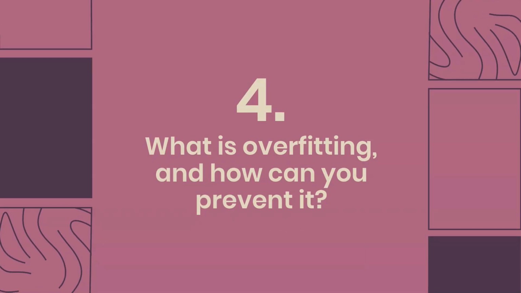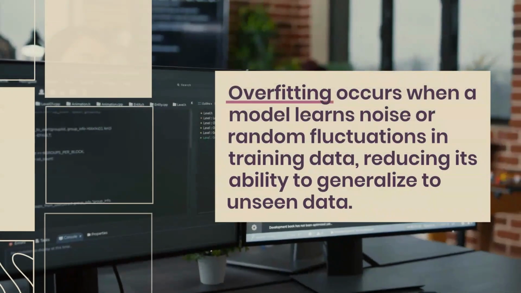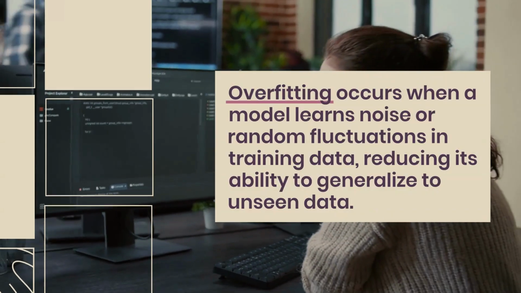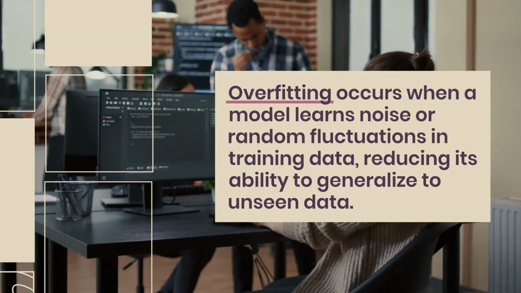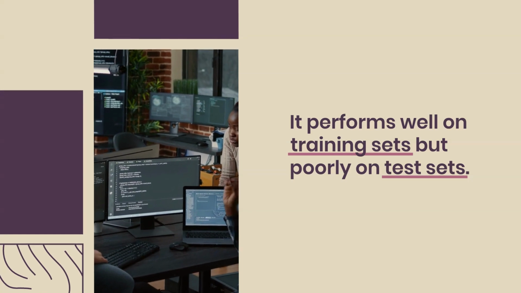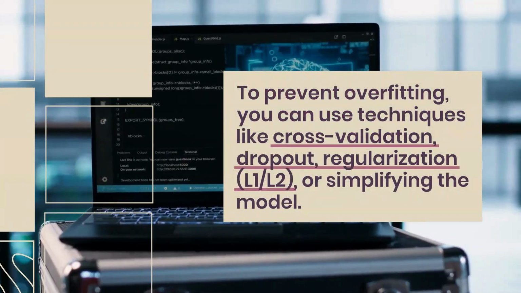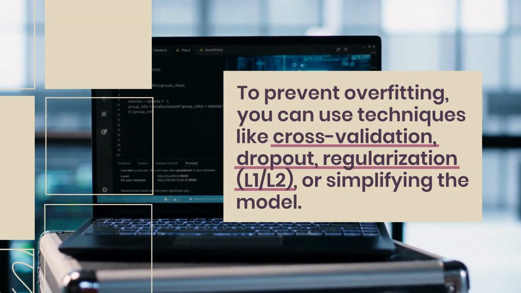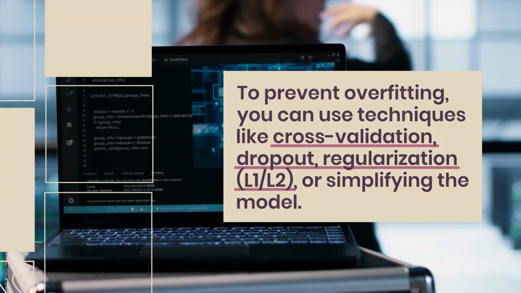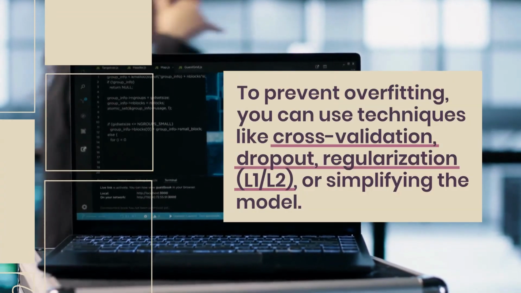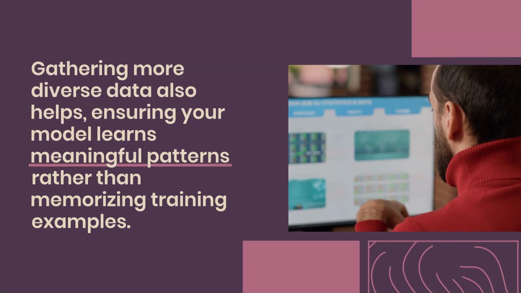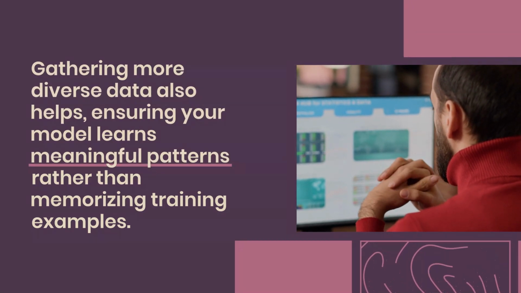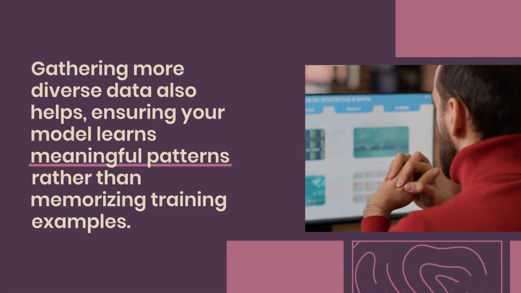4. What is overfitting, and how can you prevent it? Overfitting occurs when a model learns noise or random fluctuations in training data, reducing its ability to generalize to unseen data. It performs well on training sets but poorly on test sets. To prevent overfitting, you can use techniques like cross-validation, dropout, regularization, L1 or L2, or simplifying the model. Gathering more diverse data also helps, ensuring your model learns meaningful patterns rather than memorizing training examples.